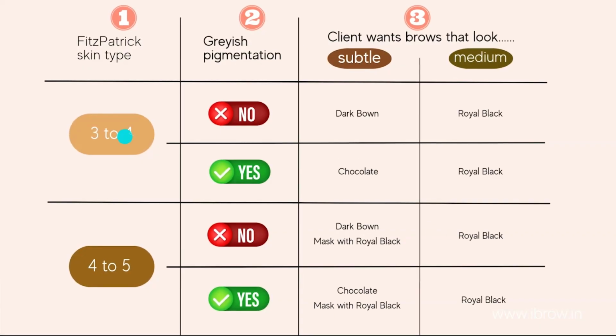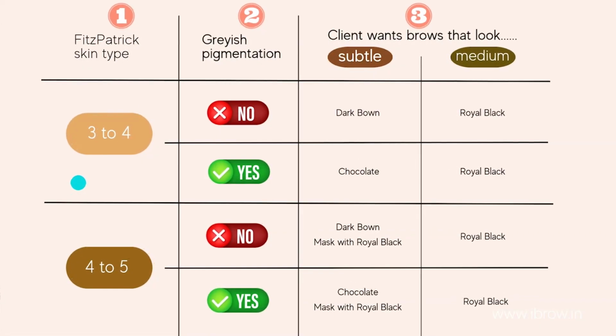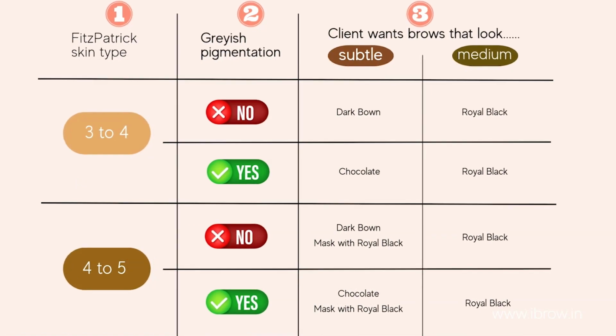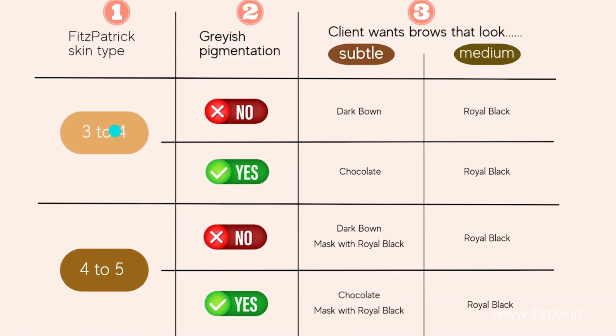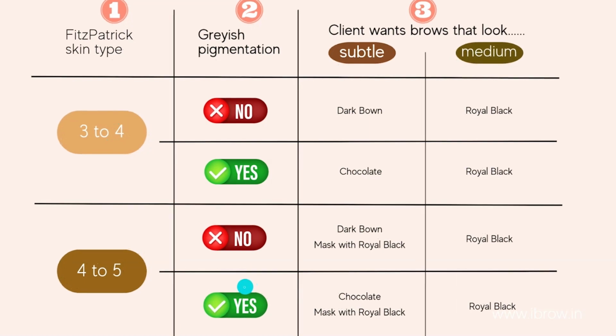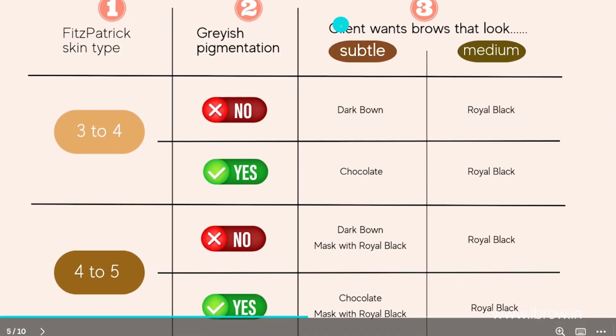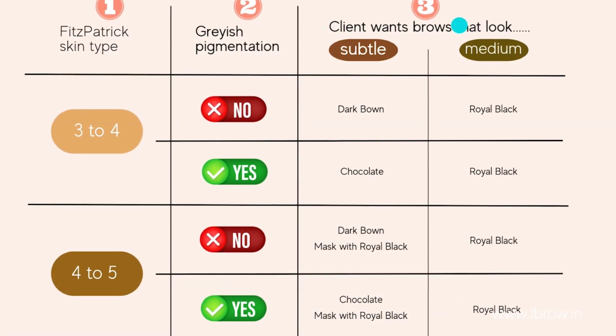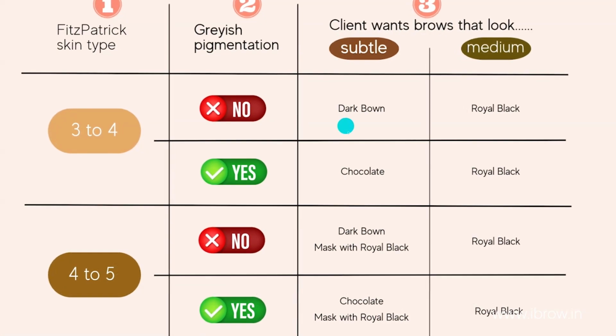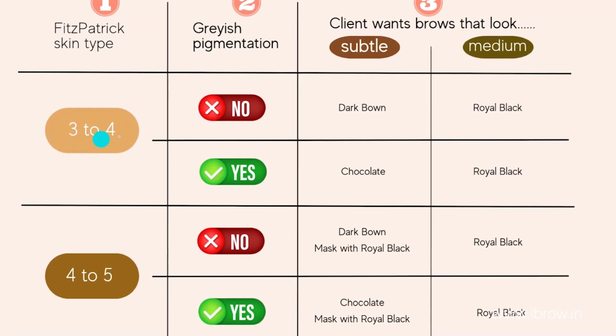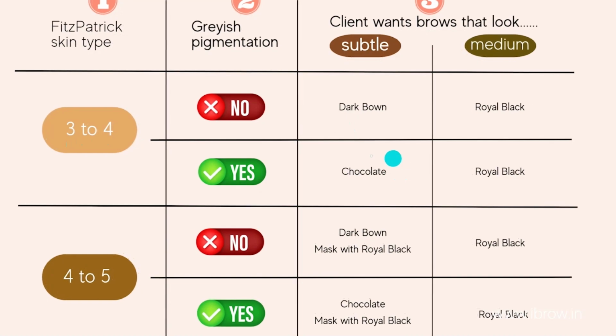So you first select the skin type. You check what is the skin type as per the Fitzpatrick skin type, whether it is 3 to 4 or 4 to 5. Then you check whether there is any grayish pigmentation or not, and then you check what kind of brows your client wants. So if it is something subtle, and let's say it's skin type 3 to 4 with grayish pigmentation, you can use just chocolate. Now as I mentioned, chocolate is a warm brown, a reddish brown.